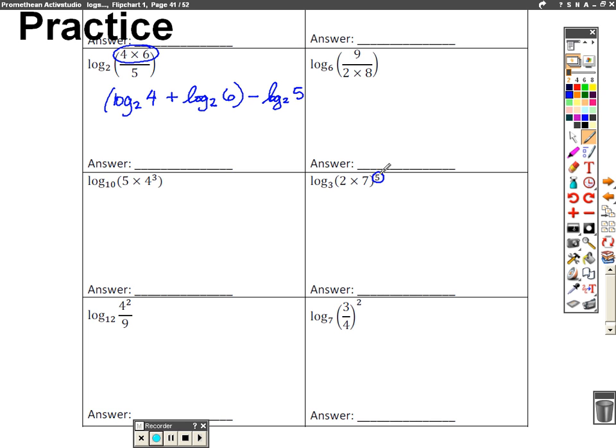So here, let's try one more. The 5 applies to both of these pieces. The multiply becomes an add. So we have 2 log base 3s. The 5 comes out in front: 5 times log base 3 of 2 plus 5 times log base 3 of 7. And that would be my answer.